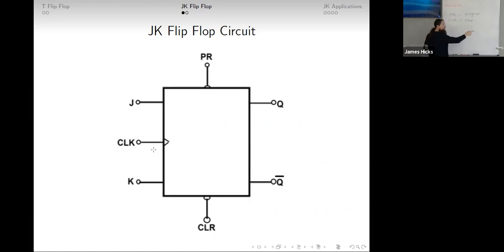The naming for this one is kind of weird. The SR latch stands for set, reset, SR. Toggle is T, data is D, and a JK flip-flop is JK.